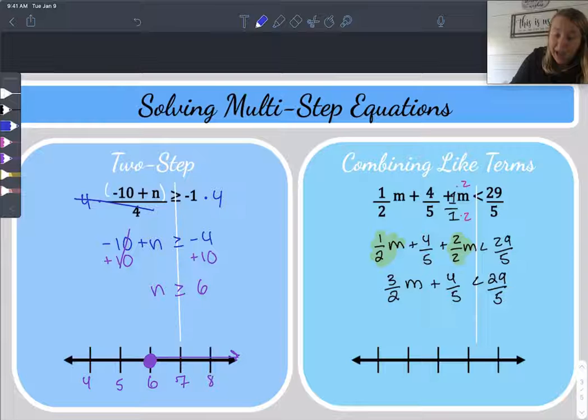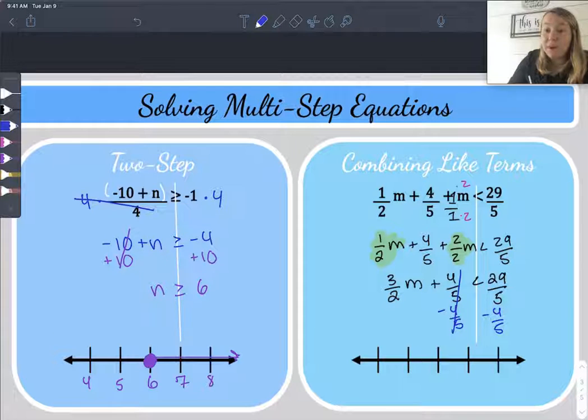The next step after that is to add or subtract. So I'm going to subtract my 4/5 on both sides. Thankfully, my 29/5 and negative 4/5 have the same denominator, so I don't have to change anything. So we get, I'm going to write it off to the left a little bit here. My 3/2 m is less than 29 minus 4 gives us 25. 25 divided by 5 just gives us the value 5. So I'm going to write it just as 5. I won't leave it as a fraction.